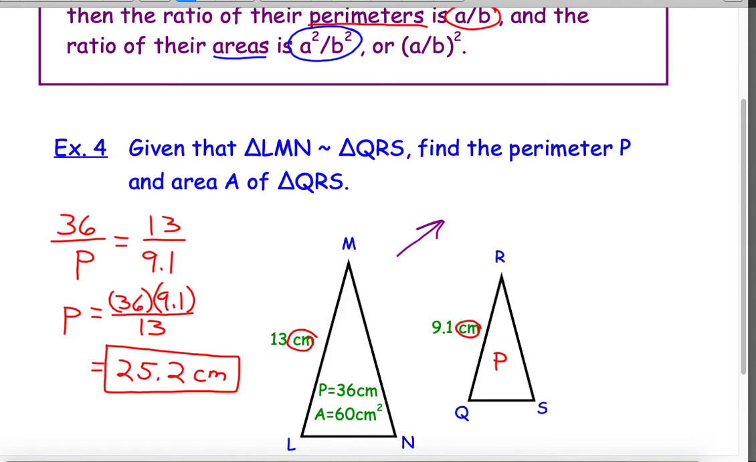Okay, now let's do area. So the area of the smaller one, actually, it doesn't matter the order you do it, I'll stay consistent so I don't confuse you. So the area of this triangle is 60, we don't know the area of this one. So I'm going to say 60 over A equals 13 squared over 9.1 squared. And that's what this theorem told us. The ratio of the areas is the square of the ratio of the sides. So it's not just 13 over 9.1, it's 13 squared over 9.1 squared.